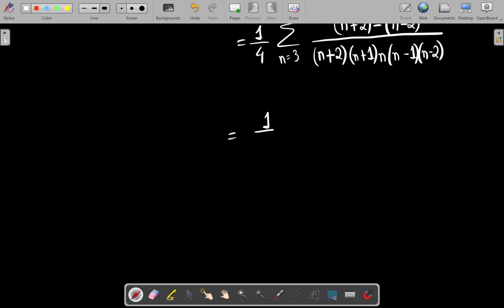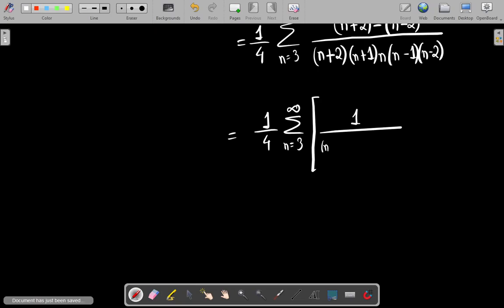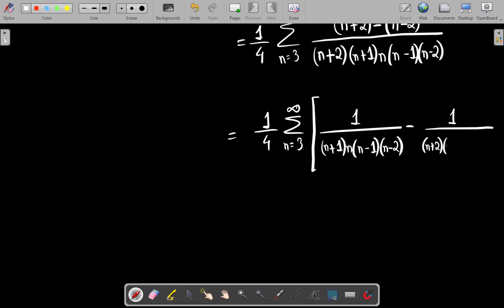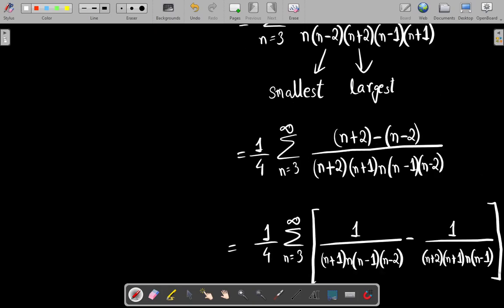Okay, so this now further becomes 1 upon 4 times the summation as n goes from 3 to infinity. In the first term, we have 1 upon n plus 1 times n minus 1 times n minus 2, right? And in the second term, we have n plus 2 times n plus 1 times n minus 1, right? Since these terms will get cancelled out respectively.